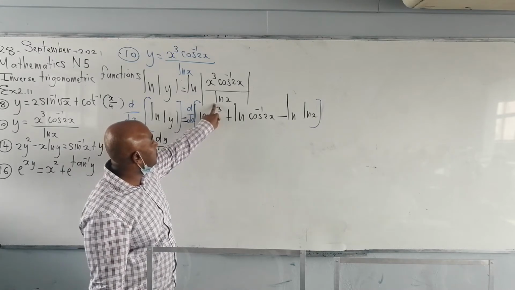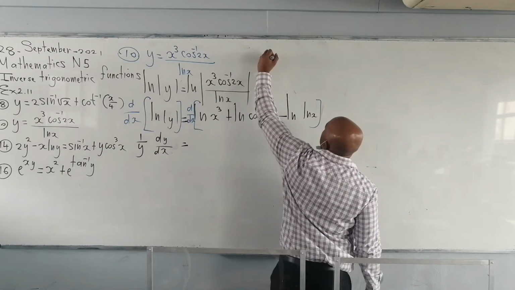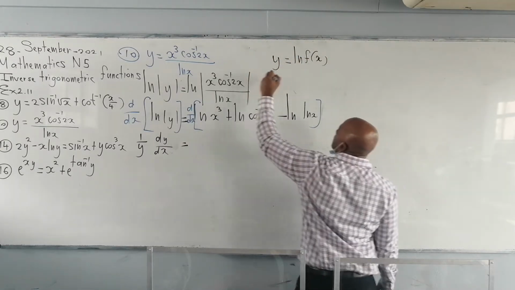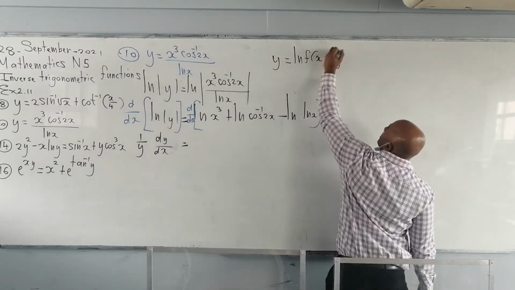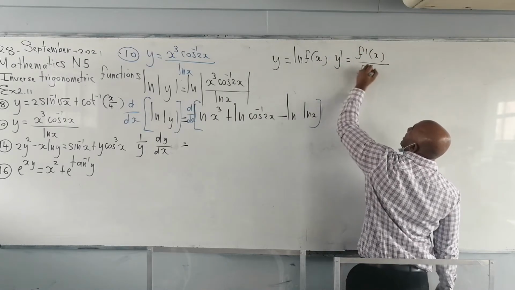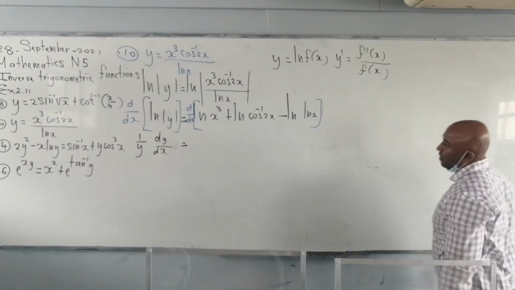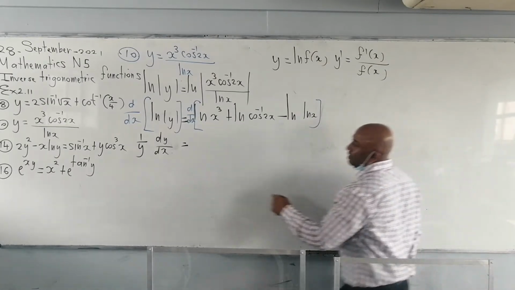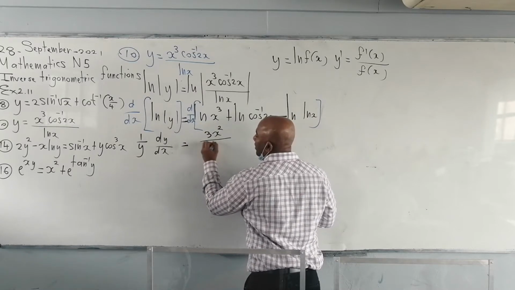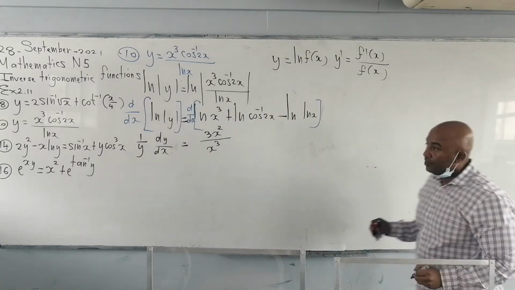Ln of x cubed. So what are we dealing with here? We are dealing with the ln of f of x. So the formula to differentiate ln f of x is going to be f prime x, all divided by f of x. So we're dealing with that. So here, the derivative of x cubed is going to be 3x squared, all divided by x cubed.